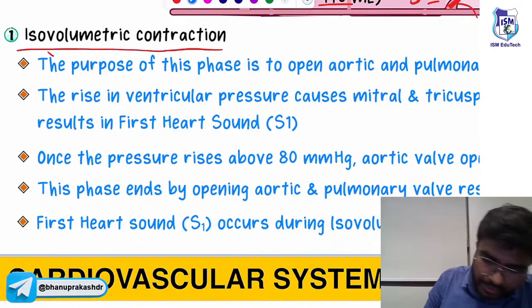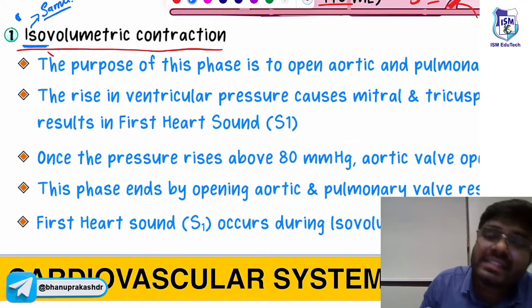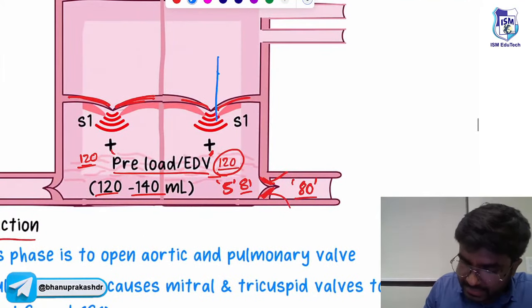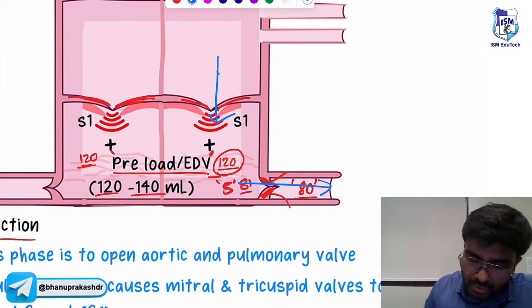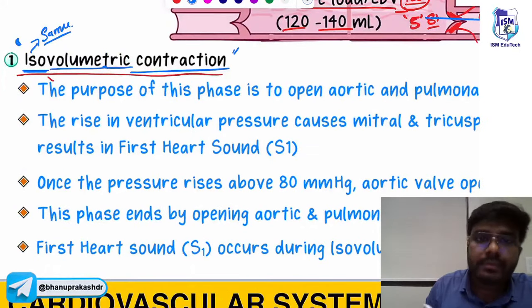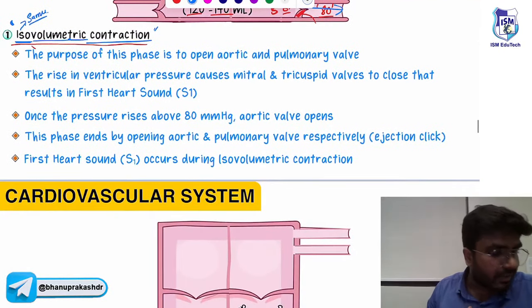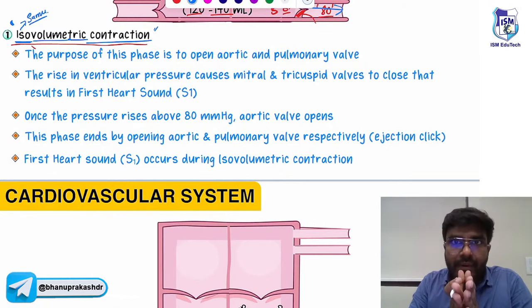Isovolumetric contraction. So iso means what? Same. Iso means same. Same volume, the volume of blood in the ventricle. Nothing is coming in, nothing is going out. So, isovolumetric contraction. Let's see the important points one by one. First heart sound, that's lub, because of the closure of the mitral valve and tricuspid valve.